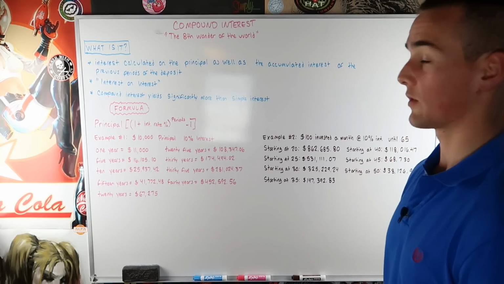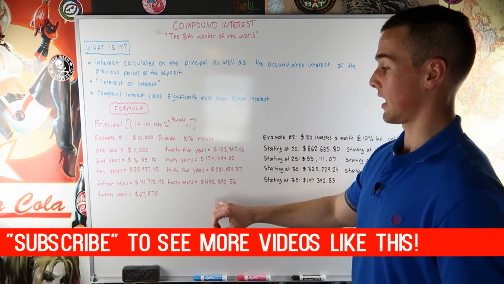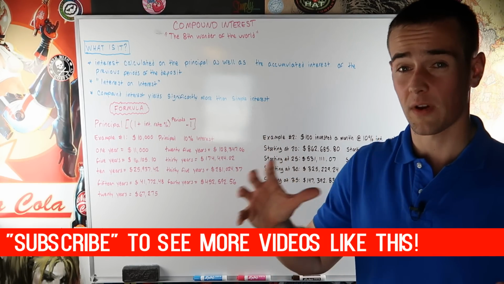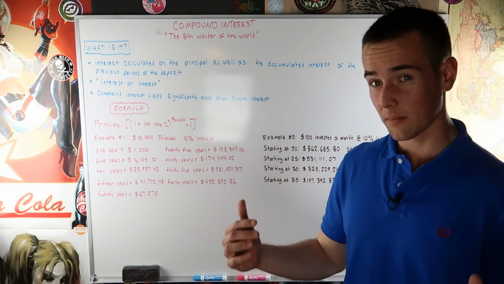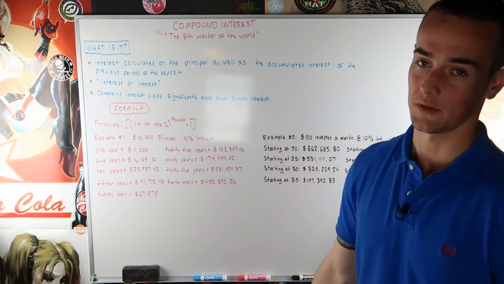You're at $281,024.37. And after 45 years, guys, you have just under $500,000. You have just under $500,000 at that point from your $10,000 investment over 45 years.